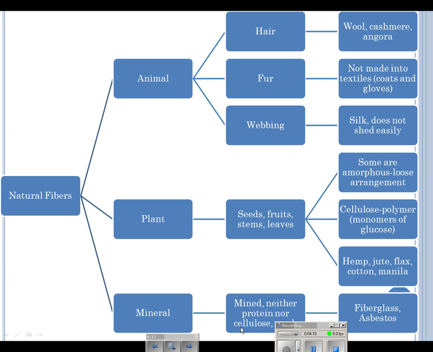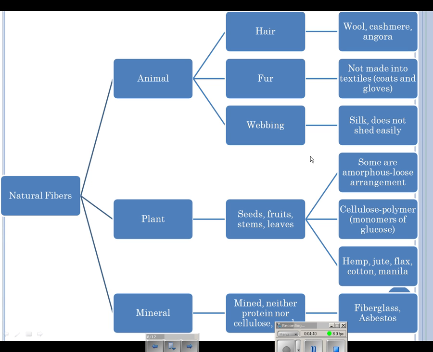Now, natural fibers are divided into animal, plant, and mineral. And animal fibers are divided into hair, fur, and webbing. So hair examples would be wool, cashmere, or angora. Fur, they're not made into textiles, but you get coats and gloves from them. So they actually take the pelt of the animal and, or, the whole skin and the fur. And then webbing is actually something like silk, and that does not shed easily. So it has some nice qualities.